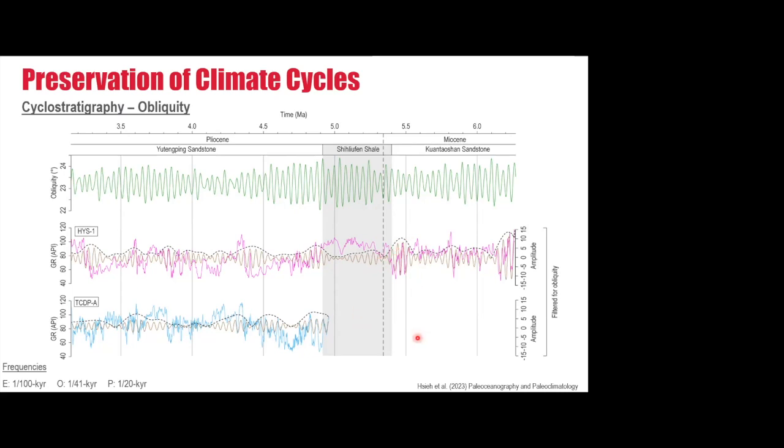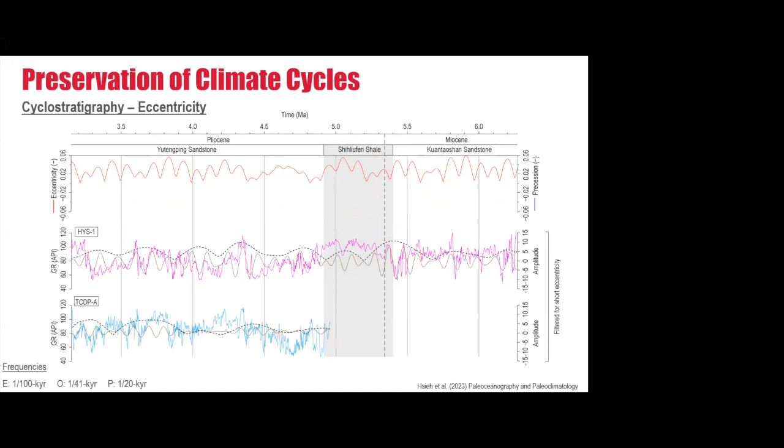So the first figure here shows the results of the gamma ray after being filtered for the 41,000-year obliquity. And we see fairly strong signals of obliquity being preserved in the Guandaoshan sandstone, and then it kind of drops off through the Silofin Shale despite there being an increase in obliquity. And it kind of comes back in strength through the Yutongping sandstone.